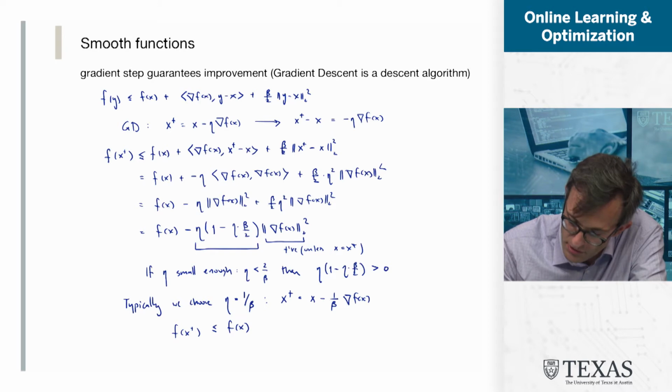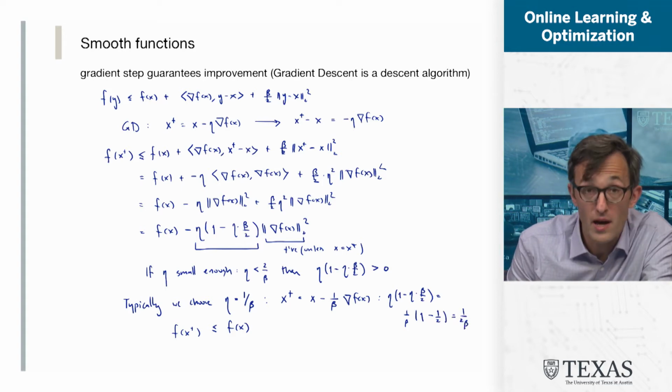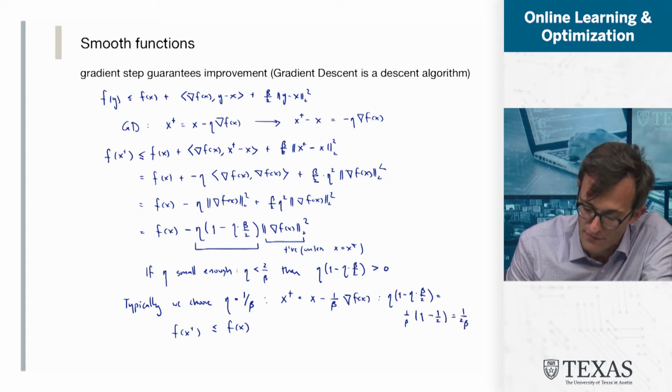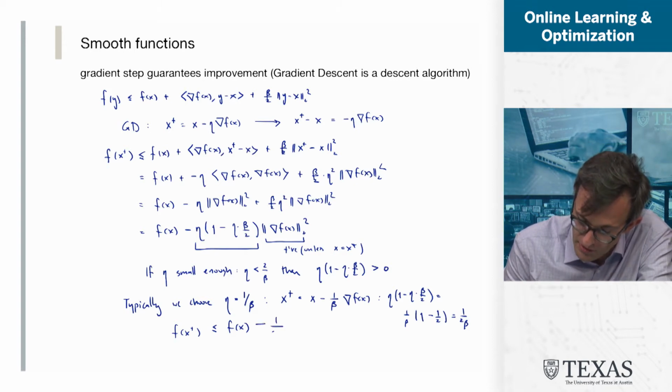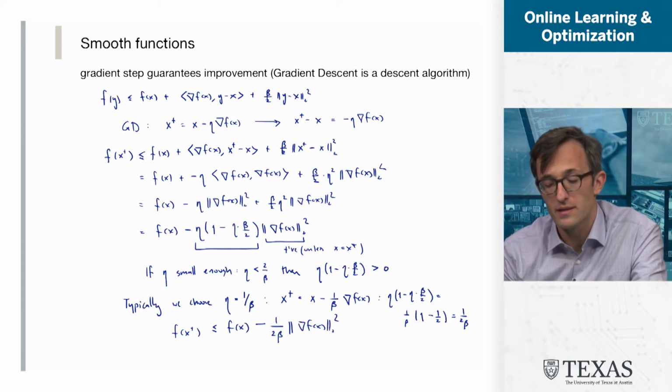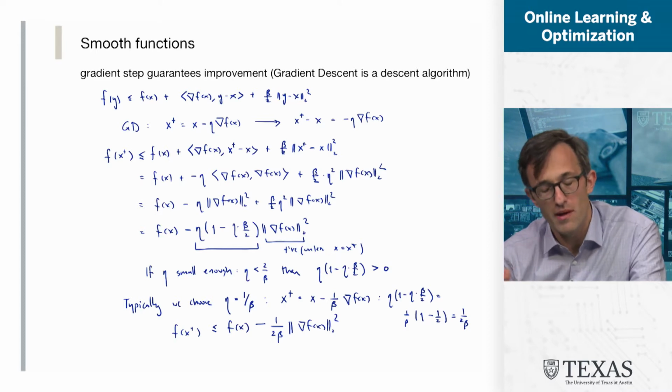Let's do this calculation. So in this case, eta times 1 minus eta beta over 2 is equal to 1 over beta times 1 minus 1/2. Or in other words, 1 over 2 beta. So f of x plus is less than or equal to f of x minus 1 over 2 beta times the norm of the gradient of f of x squared. This shows that gradient descent is in fact a descent algorithm, and we can call it that in the future.